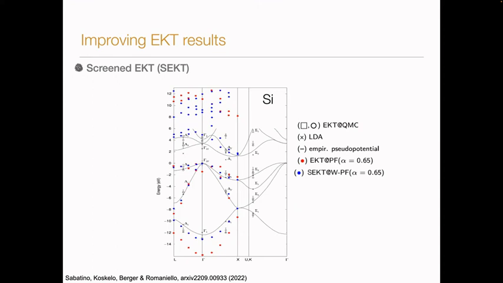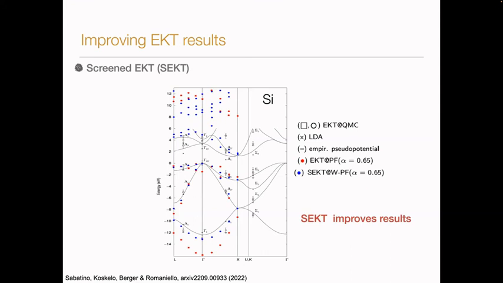So again, I have the case of silicon, and now you have to look at the blue dots. You see that with the blue dots, the bandwidth is very well described, and the band gap is good. We still have a little bit of underestimation, but it's very good, which we can expect because this screened EKT should reduce to screened exchange, which in general works well for silicon.